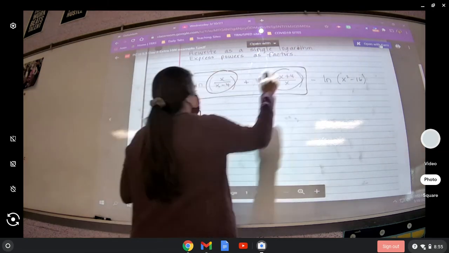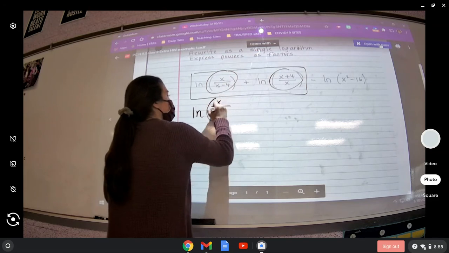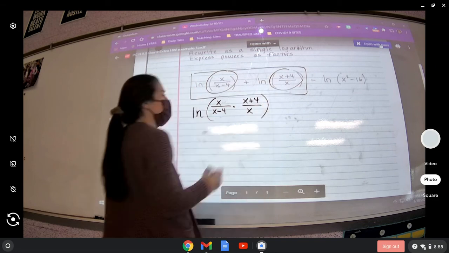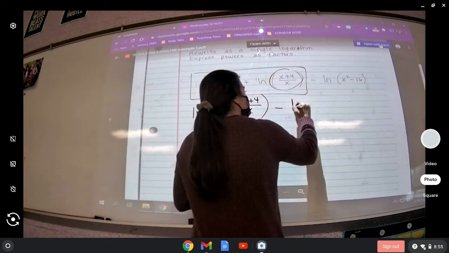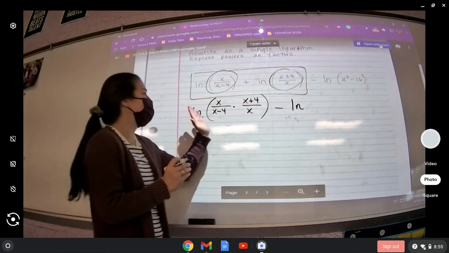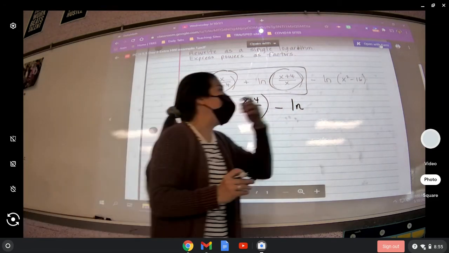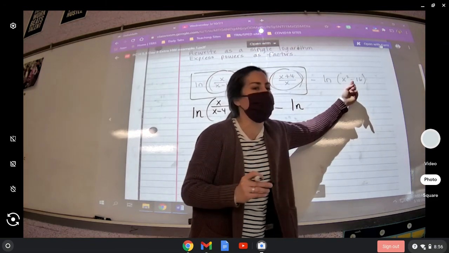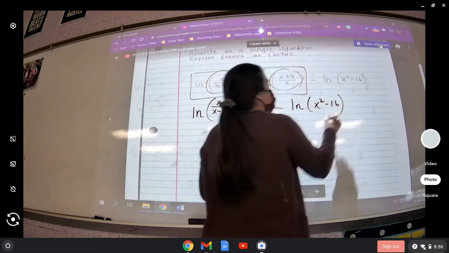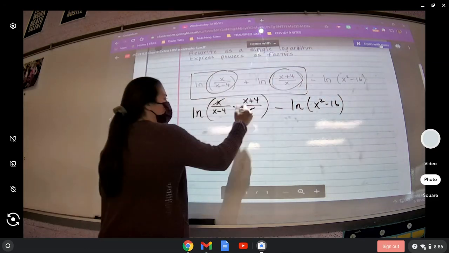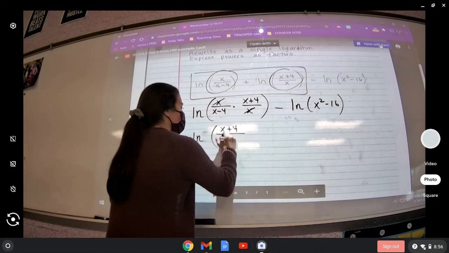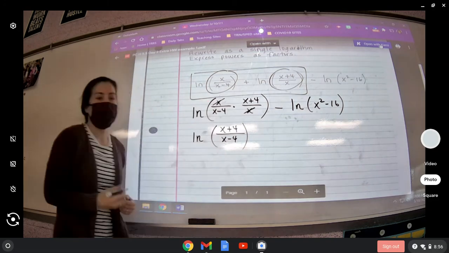It'll be this times this. Okay, minus the natural log of, guys, x squared minus 16. My math brain's already going. I can see x minus 4s, x plus 4s. I can see the difference of 2 squares. I'm probably going to end up factoring that at some point, but I'll leave it for right now. Okay, so these cancel, and I'm actually left with the natural log of x plus 4 divided by x minus 4 when I fully multiply them together.